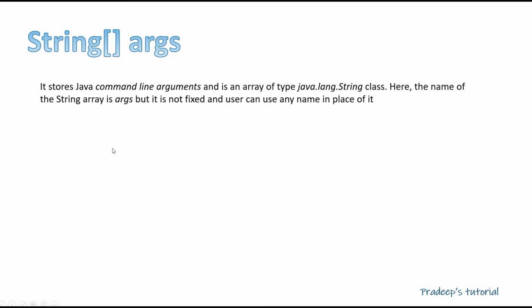Let's move to the next question. String args is an array actually. It stores Java command line arguments and is an array of type java.lang.String class. Here the name of the string array is args, but it is not fixed and the user can use any name in place of it. So you can put something different here, that is fine. You can put args, names, anything, and you have to pass it when you are running the code.